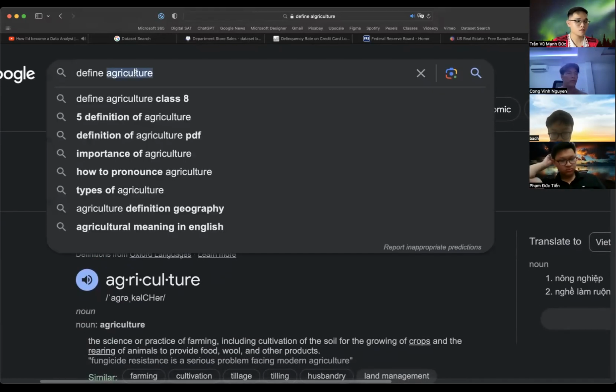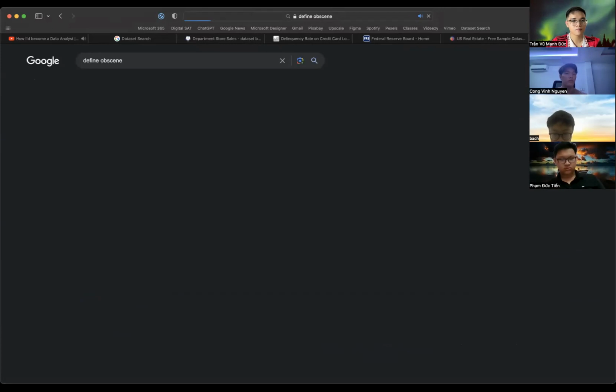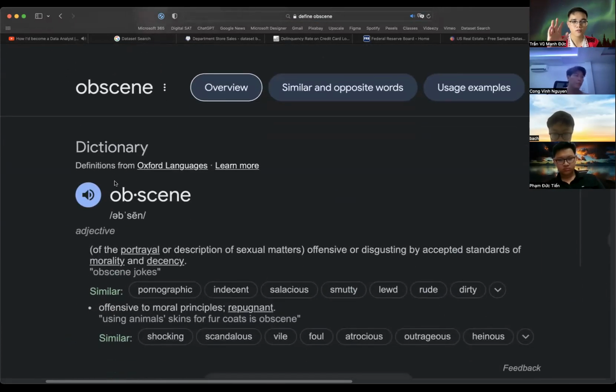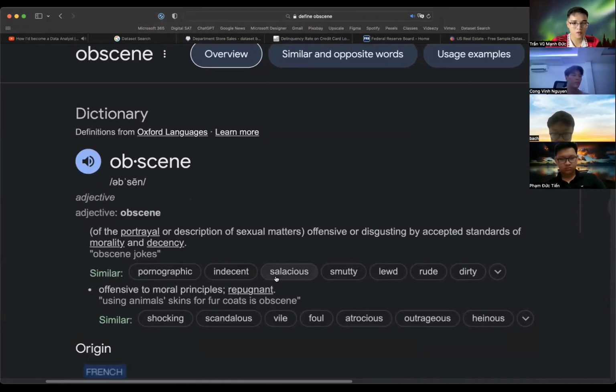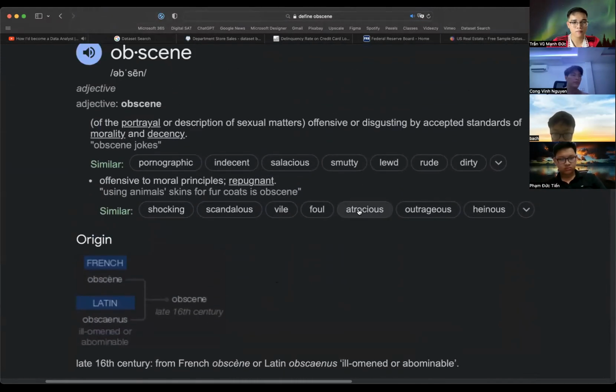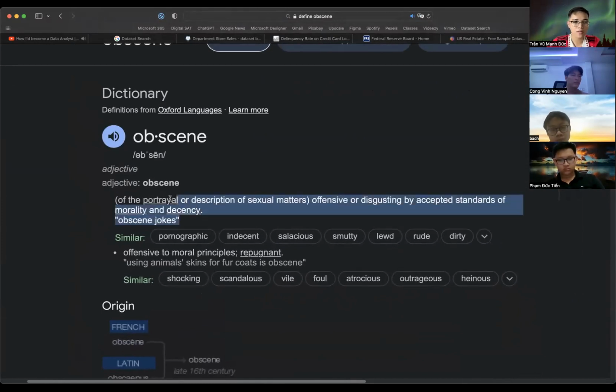For example, I'm going to use the word obscene. Obscene. Here. So try your best not to look at the Vietnamese translation yet before you read this. Obscene is like lack of decency. Firstly, you're going to read the definition in English. Do not read it in Vietnamese, because remember, we are learning English.